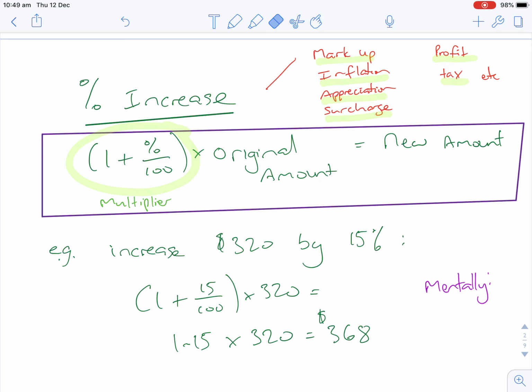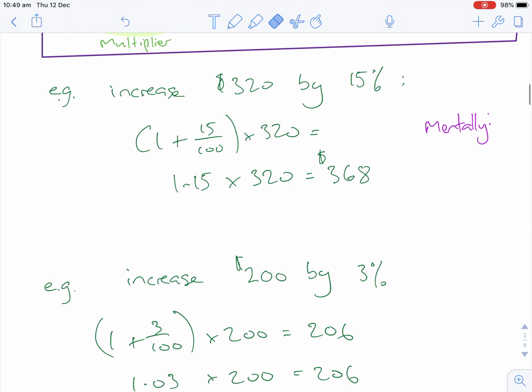Okay, so for example, if I wanted to increase $320 by 15%, what I'm going to do is go 1 plus my 15 is my percentage. Oops, sorry, I did not mean to undo that. 15 on top because that's my percentage, divided by 100 turns that into this decimal, the 0.15. So I wind up with a multiplier of 1.15. I'm going to times that by the original number, which was the 320, and that would give me my new price of 368.